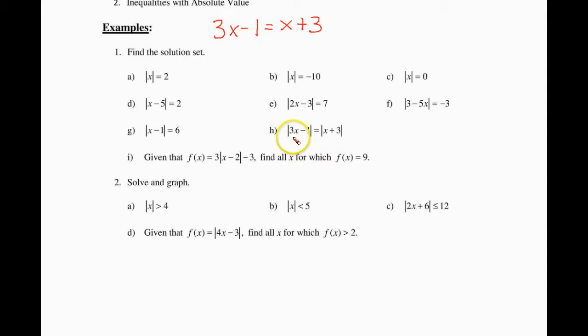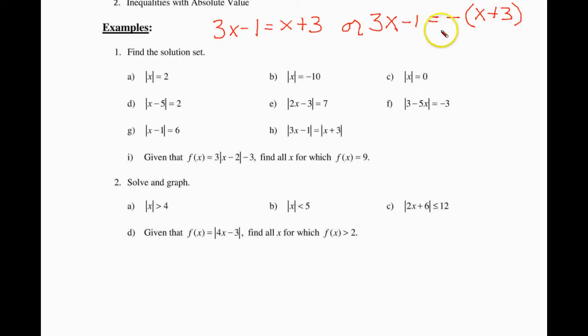We're just taking the absolute signs away. Or, now x, 3x, this part stays the same, 3x minus 1. But now on the other side, here, you're going to say a negative, and then put what's in the absolute signs in a parenthesis.